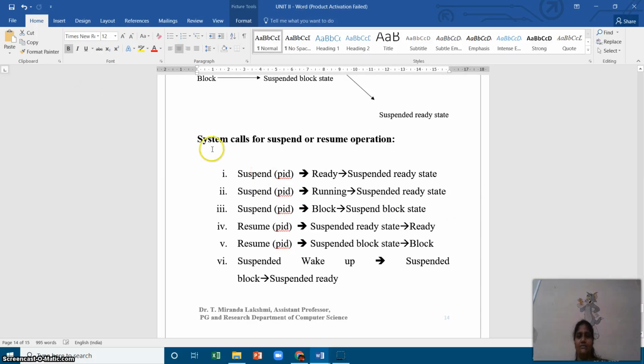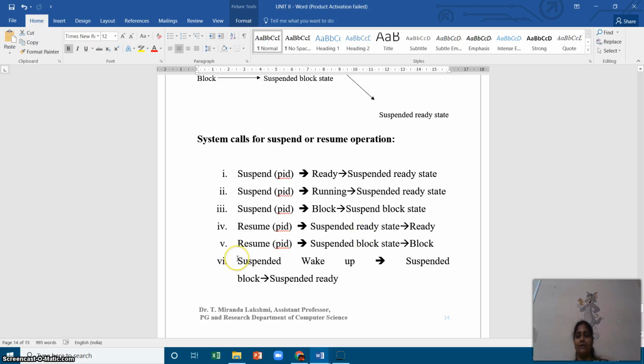Next, we are going to see the various system calls for suspend or resume operation. If I give a suspend operation, one thing is that it will be moving from your ready state to your suspended ready state. The other thing is, when I give suspend again, it will be moving from your running state to your suspended ready state. If I give a suspend in block state, it will be moving from block state to suspended block state. If I give resume, it will be moving from your suspended ready state to your ready state. If I give resume in your block state, it will be moving from suspended block state to your block state.